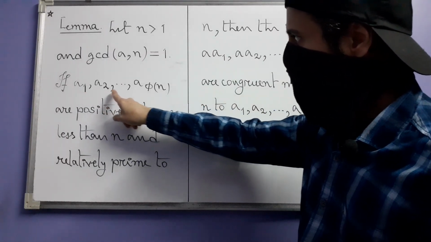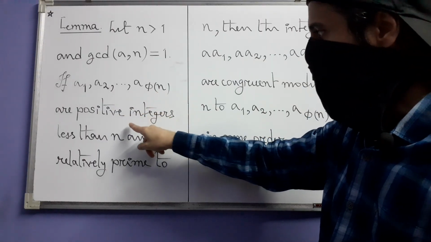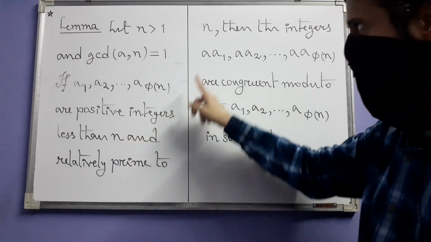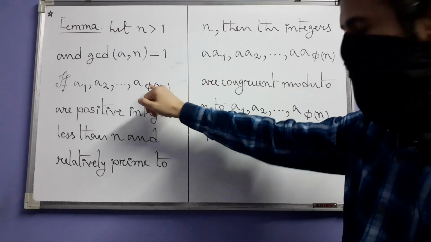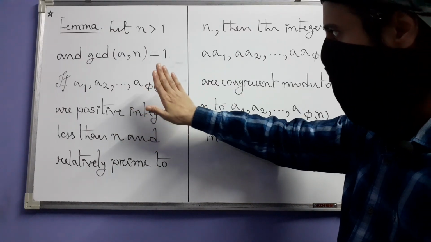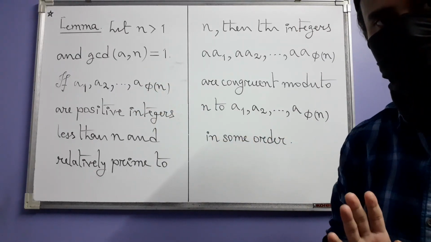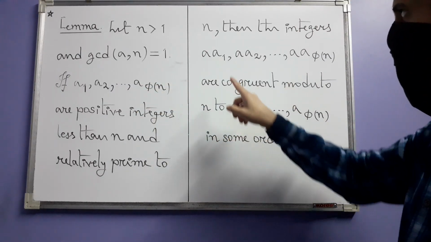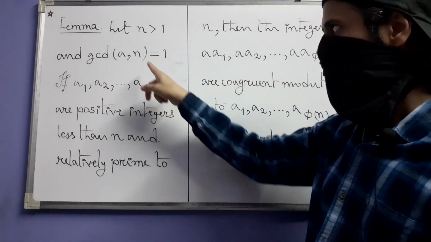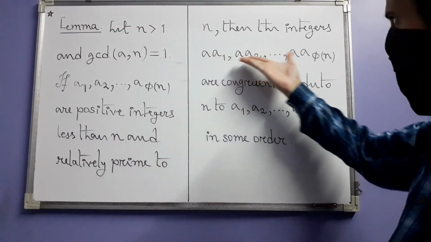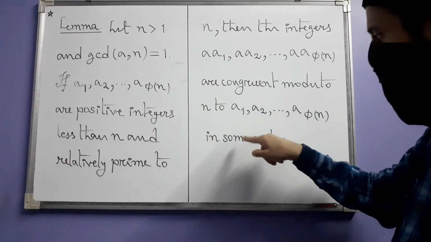Suppose a1, a2, etc. up to a phi of n are the positive integers less than n and relatively prime to n. We have phi of n here as a suffix, because by the definition of the phi function, this is the number of such integers. That's why. If so, then you consider these integers, which you obtain by multiplying these integers by a. These are congruent modulo n to these integers in some order.